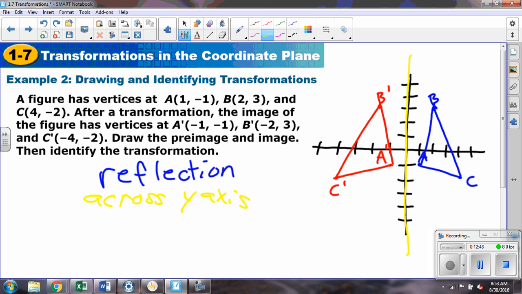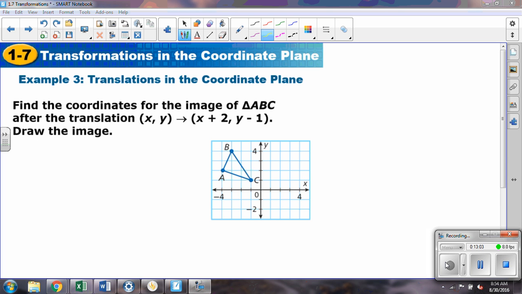But we could refer to it even more detailed as a reflection across the y-axis, because we're flipping it across that middle, across the y-axis. Now, one of the pieces that we will, of course, work with, we'd like to be able to describe these transformations using coordinates. And this arrow notation can be expressed even further this way.